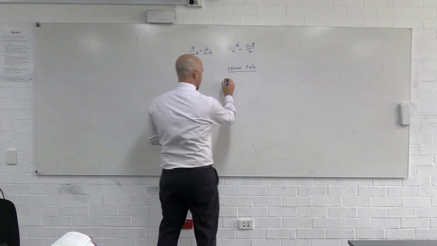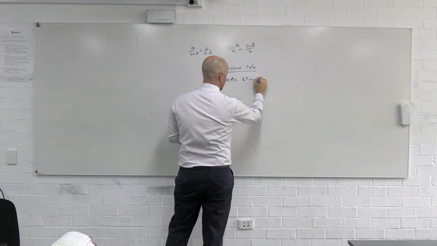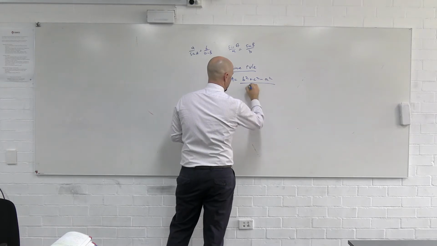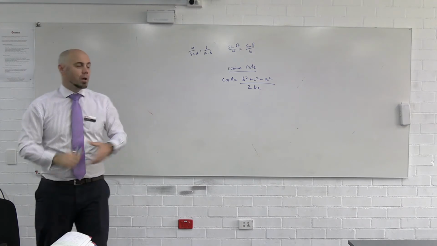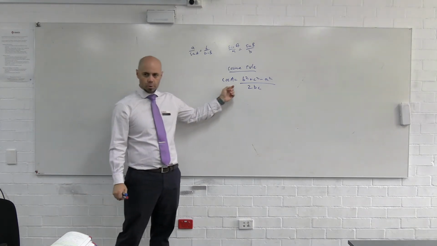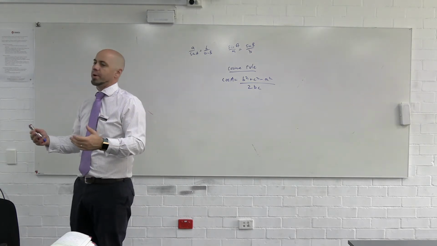is to find an angle. And so this is written like this. Okay? This is the other version of the cosine rule. It is still the same rule, just written in a different way.